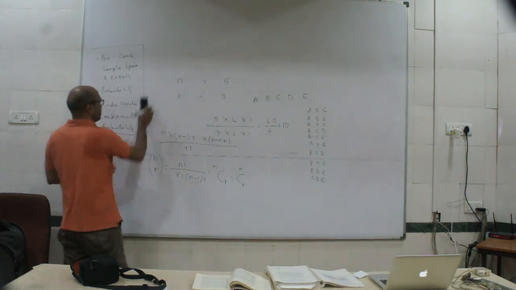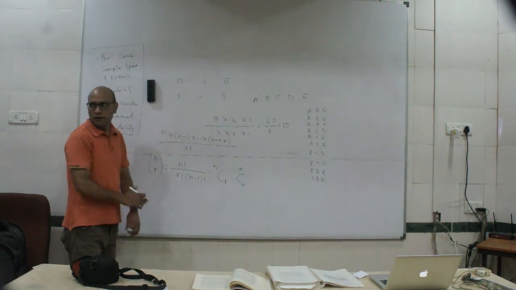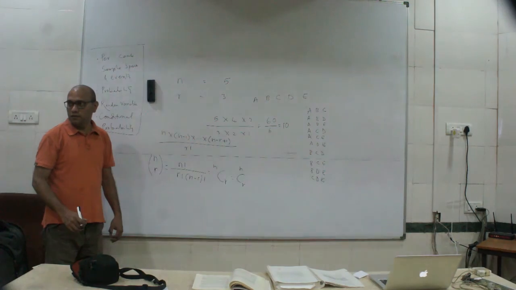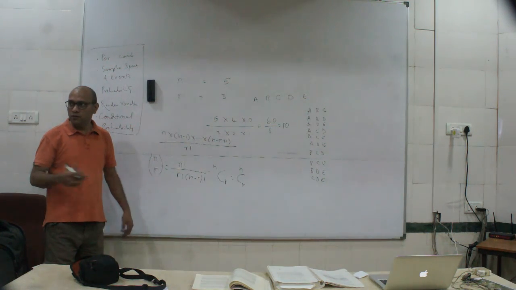But I can write x, r, whatever I wish, and these are identical. So you remove repetitions only when positional order is not important. But if positional order is important, then you do permutations.